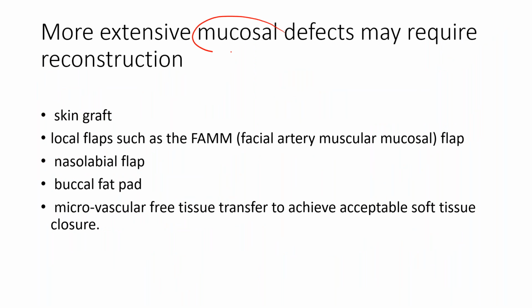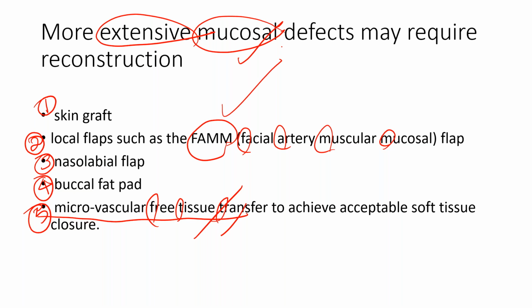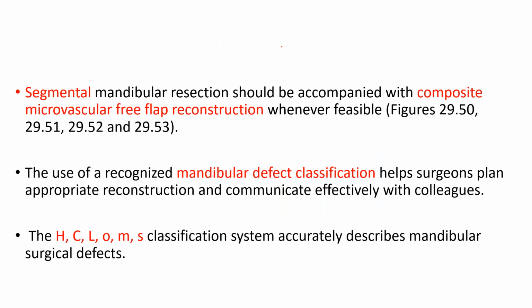When extensive mucosa is involved, you need a skin graft, as I already told you. Number 2, local flaps like the facial artery myomucosal flap. Number 3, nasolabial flap. Number 4, buccal fat pad. Number 5, microvascular free tissue transfer. These are all the options for soft tissue closure and larger reconstruction. So a flap can be put for larger removal of bone. That is at your level; you remember that. That's it.